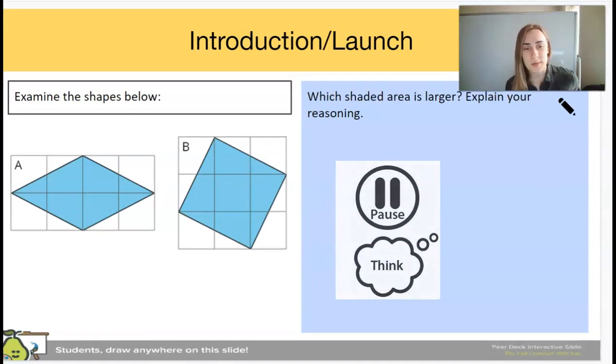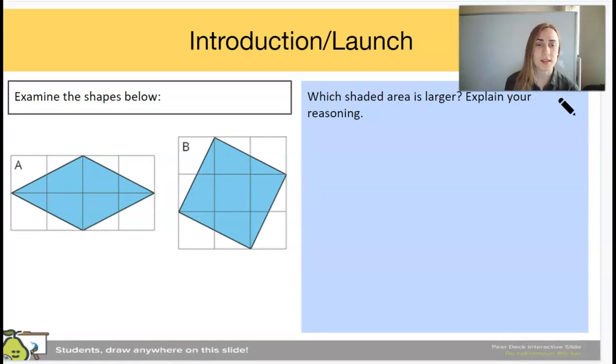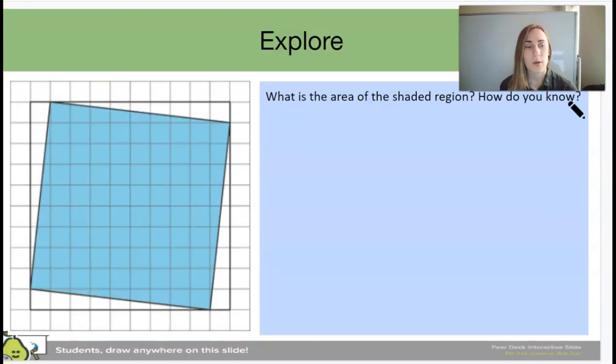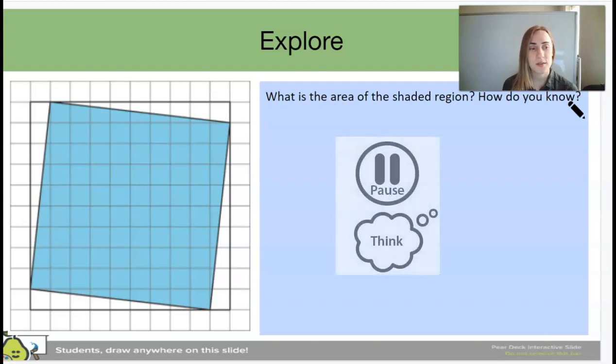Once you've taken the time you need to answer your warm-up question, move on with me to slide B, where we're going to start our Explore section. We have a similar situation, and our goal is to determine what is the area of the shaded region, and how do you know? Especially emphasize that question, how do you know? How are you visualizing to figure out the area? Be as descriptive as possible, and pause to think for slide B.